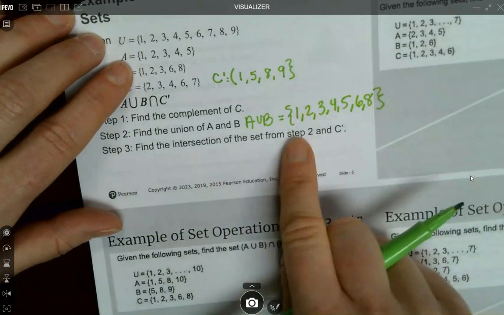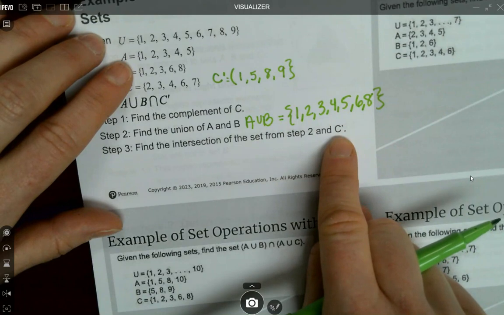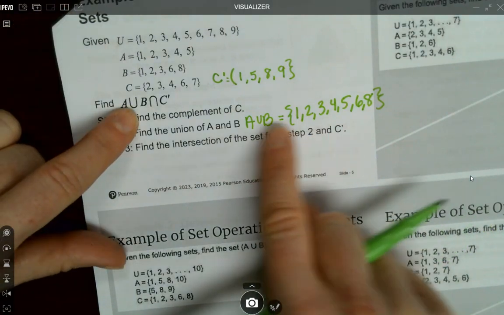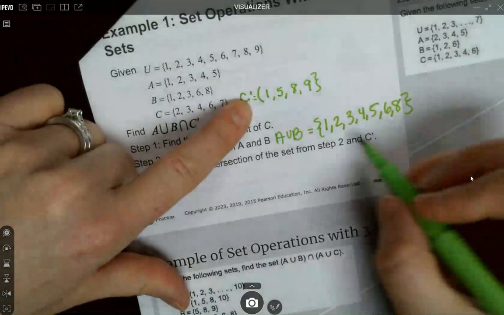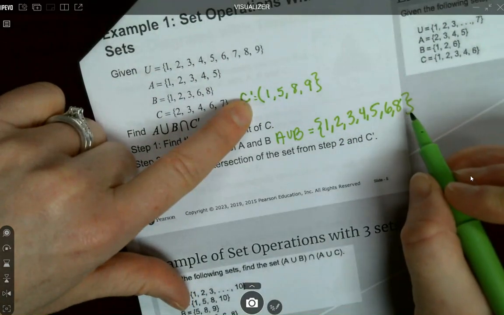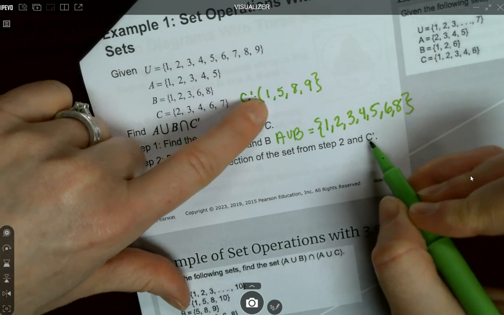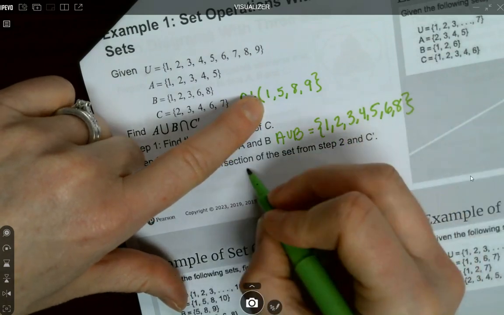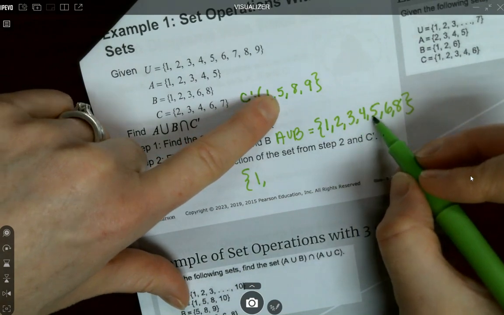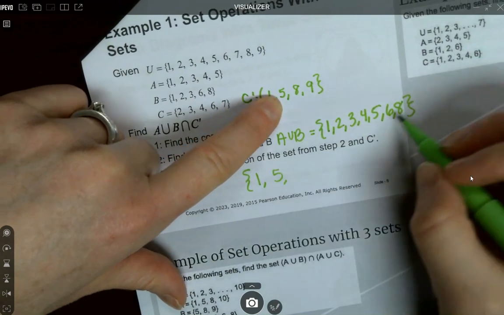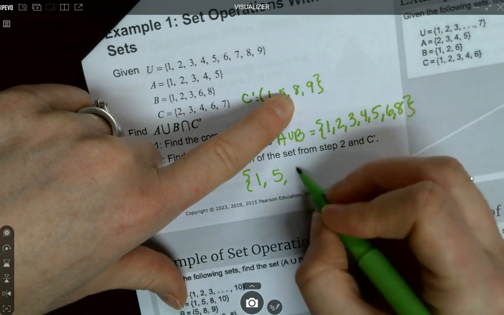Now find the intersection from step 2 with the complement. So we have this and this. We want to look at the numbers that are the same as in the complement. They both have 1. They don't have 2 and 3. They don't have 4. 5 is the same. And 6, 8 is the same.